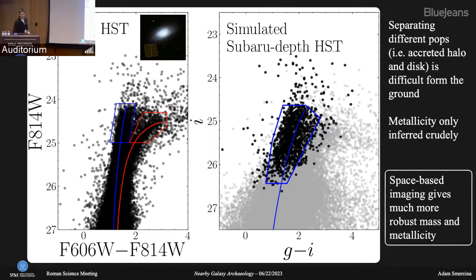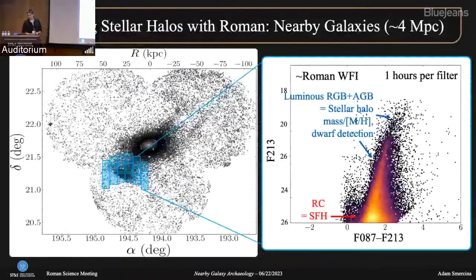And so it's very clear that space-based imaging gives you much more robust measurements of the mass and metallicity properties of these stellar halos. We've had to make this choice, right? Do we want the fidelity that we get with Hubble, or do we want the wide field capability that we get from the ground? With Roman, we will no longer have to choose between these two things. This is the first time that we're going to have access to this high precision photometry over fields of view that are at least comparable to what we can do from the ground.